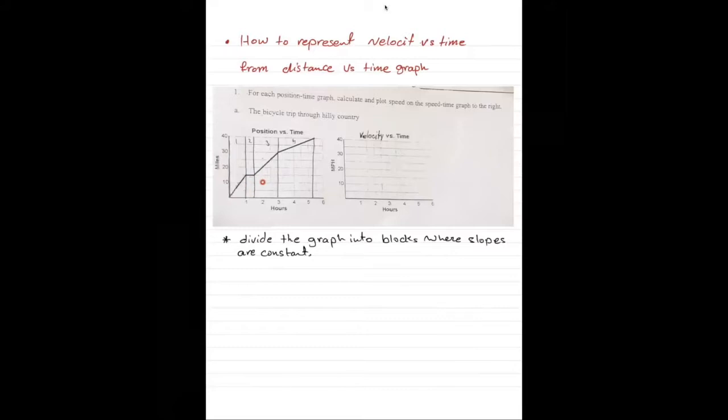Then we look at block 3, and we notice that it started from position 15, and it ended at position 30. So the position changed across time. That means there is velocity. And in block 4, we notice that the position changed again from 30 to 40 miles across time.